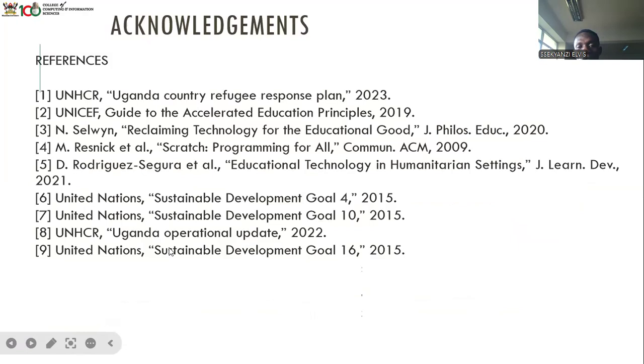So these are the acknowledgements of the research papers we used to come up with that research.